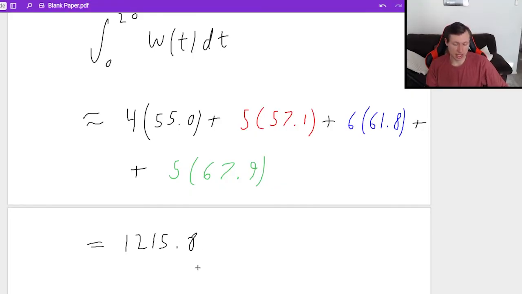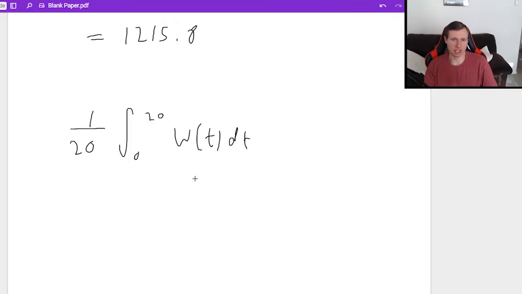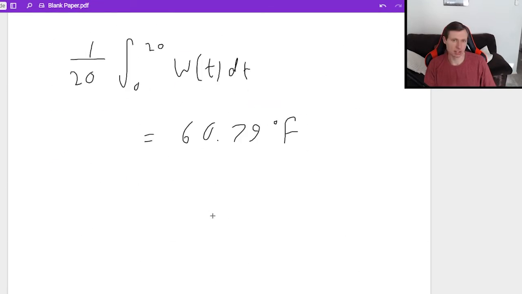and I'll get an answer of 1215.8. That is not my final answer, because remember, we just did the integral from 0 to 20 of w(t) dt. We still need to multiply by the 1/20, like it says to do in the problem. So just divide our answer by 20. We will get 60.79. The units are degrees Fahrenheit. So that's our answer for the average temperature. It's going to be 60.79 degrees Fahrenheit.